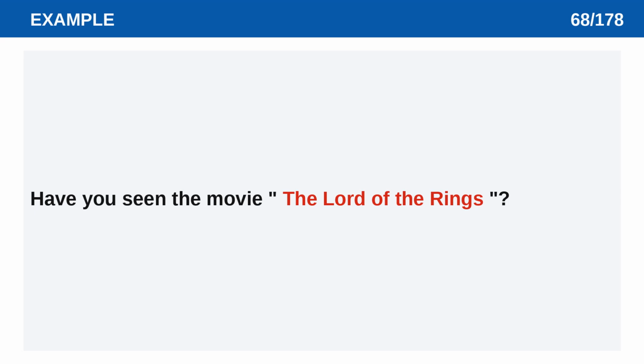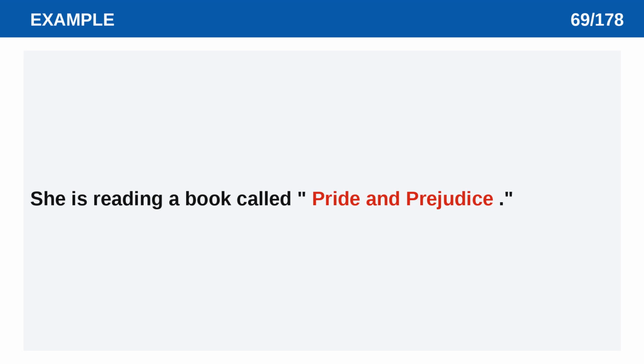Have you seen the movie, The Lord of the Rings? Notice Lord and Rings are capitalized, the main words. The small word of stays lowercase, in the middle. She is reading a book called Pride and Prejudice. Pride and Prejudice are the main words, both capitalized. And, a small connecting word, stays lowercase.